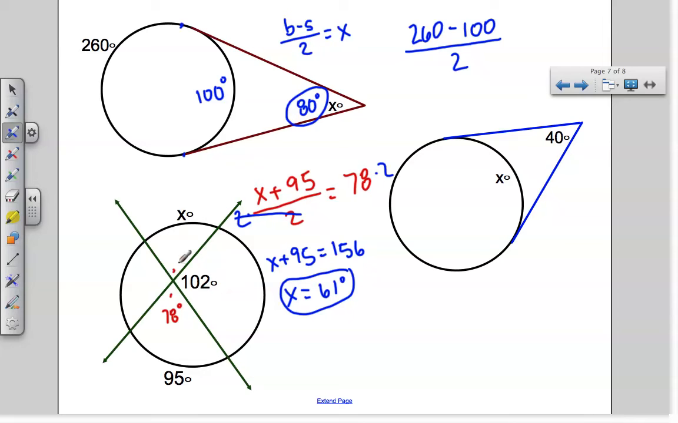So I had to use this angle, actually find its linear pair, so that I had the arc and its vertical arc. I could average those two, add and divide by 2, and get that angle in the middle.